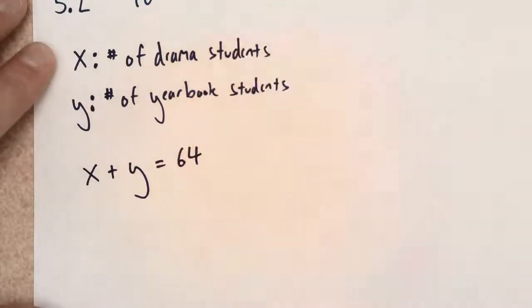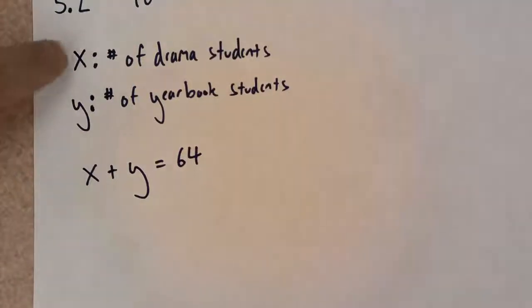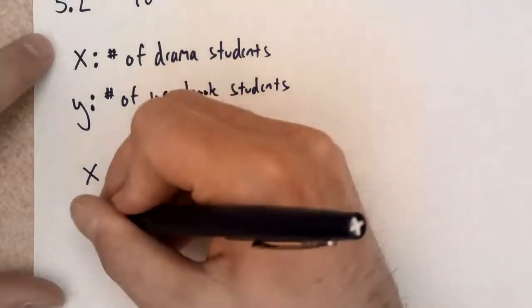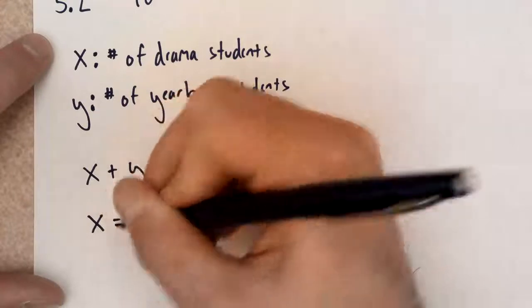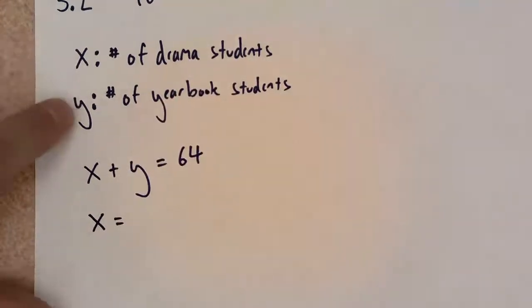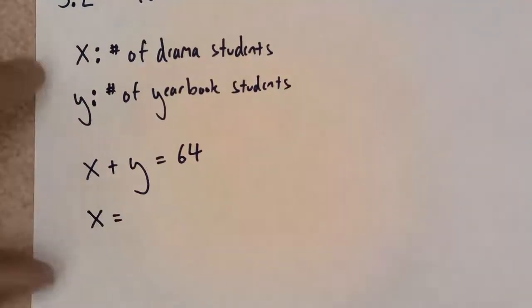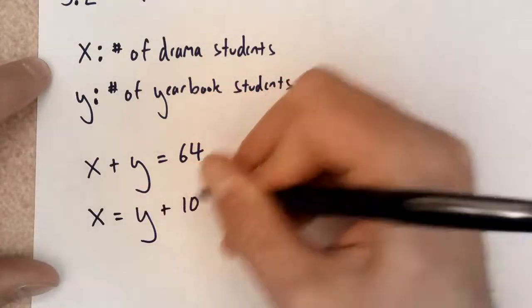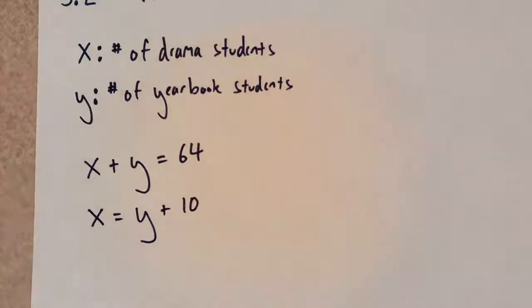There's one equation. Now, I also know that drama has 10 more students than yearbook. I have to turn that into an equation. There's a couple of different ways I could do that. I'm going to think of it like this. Drama is equal to whatever yearbook is plus 10 more. X equals Y plus 10. Okay, now I have a system of equations. I just need to solve the system.